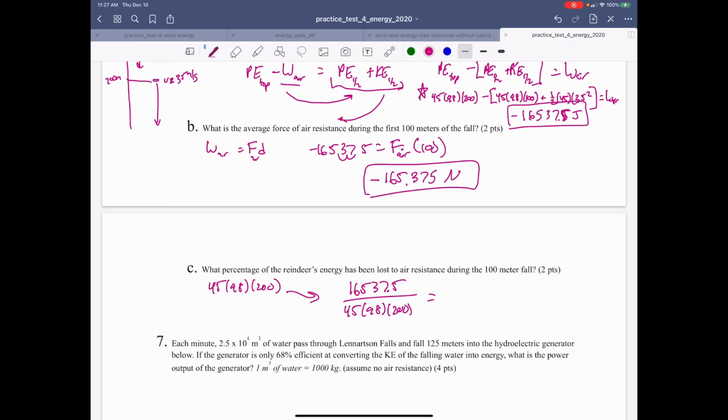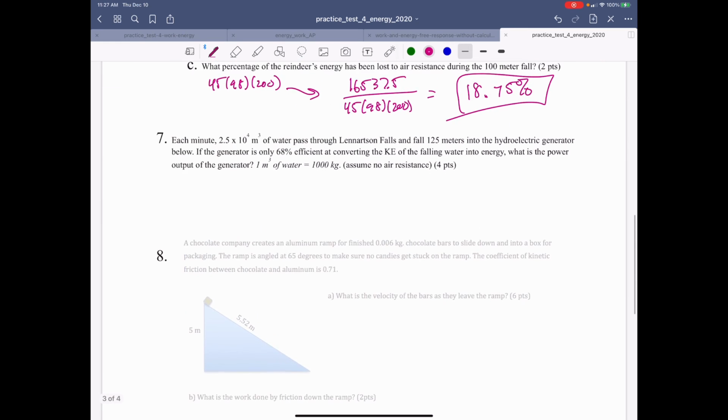So let's just go with that. It's 45 times 9.8 times 200. It lost 18.75%. All right, so that's how we would do this one. Jump down to number 7.